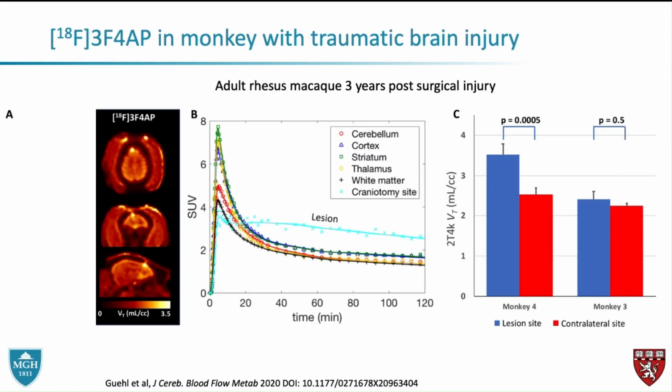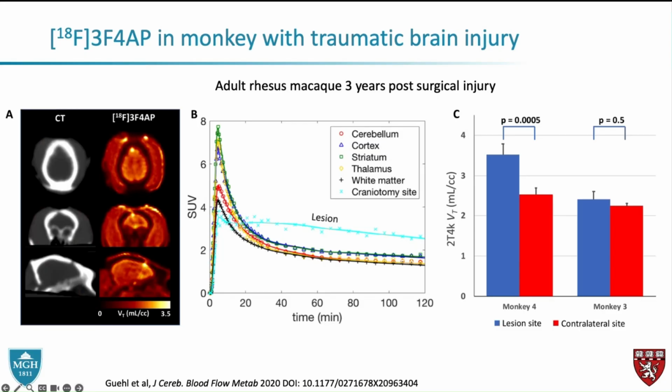But we found one surprise, and it's one of the monkeys showed this very bright spot in the frontal cortex on the left side, and we had never seen this before. This monkey had been scanned with many other tracers, and they had never noticed anything unusual there. And you can see that the kinetics of what we call the lesion were very different than the kinetics in the rest of the brain. The initial peak is lower, meaning it's hypoperfused, but then the washout is a lot slower, meaning there's more binding.